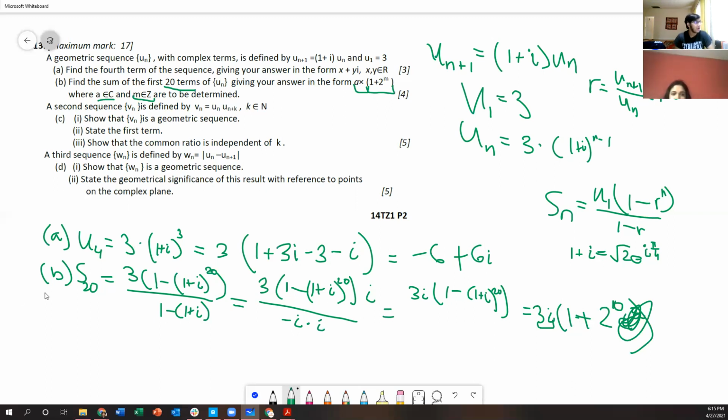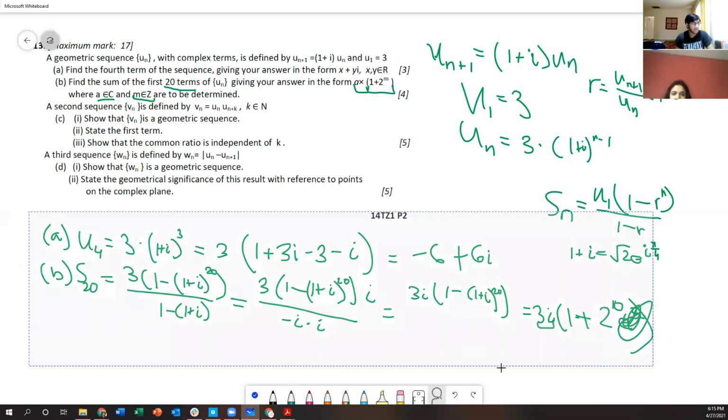Okay, now I'm going to erase part A and B, because I think we'll need some of this stuff up here, but we're probably not going to need A and B anymore.